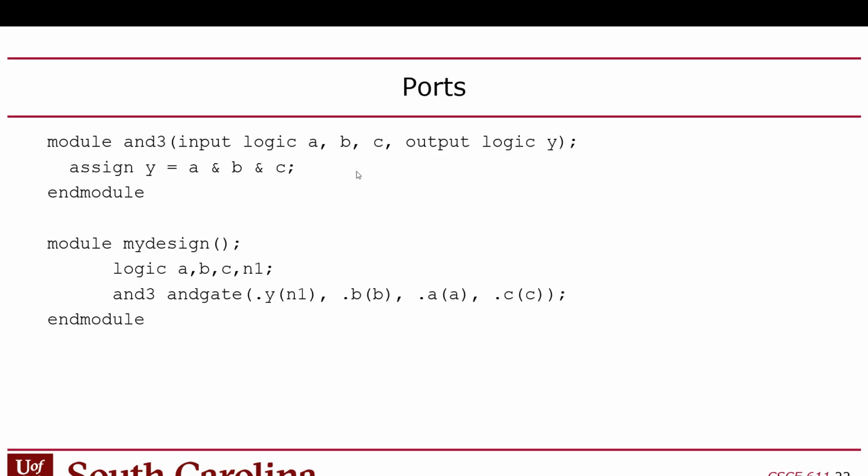Okay, so here's an example. First of all, I have two modules. The first question is, where do I start? One of these is the top level module, and one of these is a leaf module. There's really no easy way to figure that out other than just reading it. You can see that My Design instances the AND3 module, which means that My Design is the top level module, and the AND3 design is the bottom module. So this is kind of the root of the design.